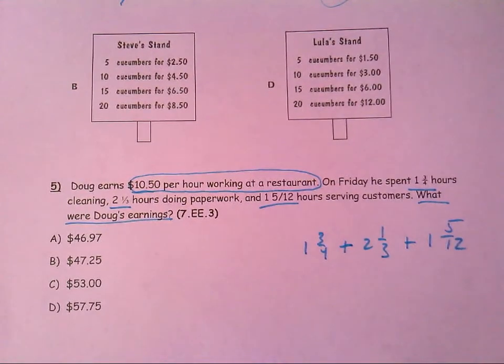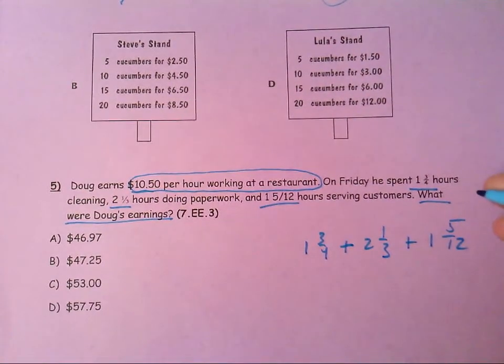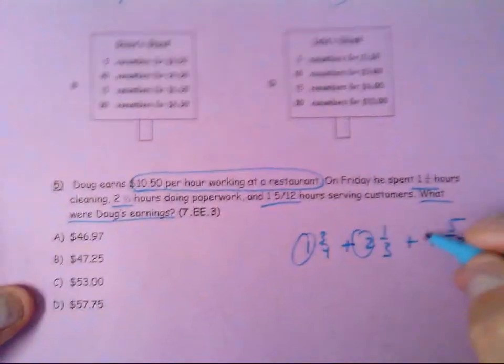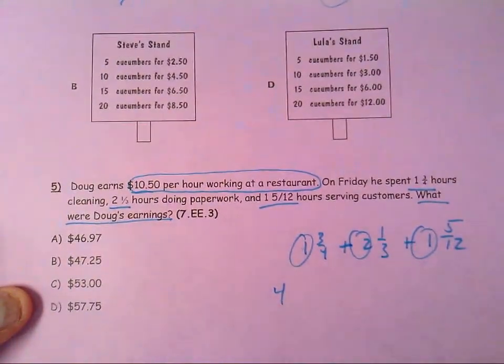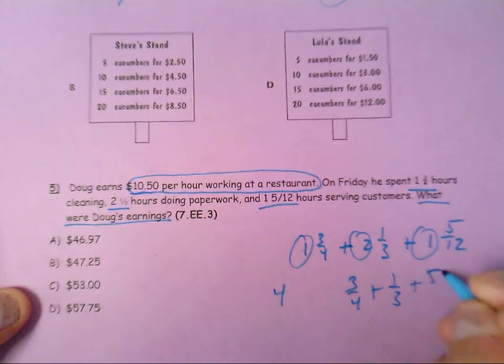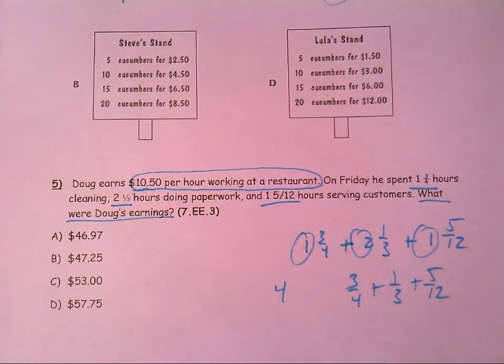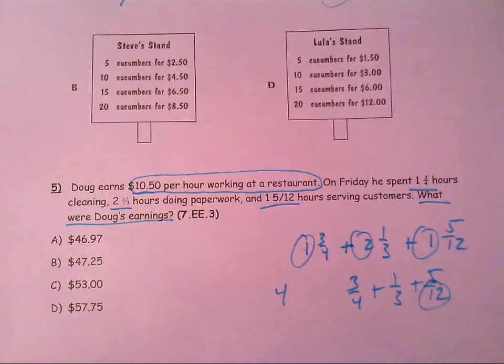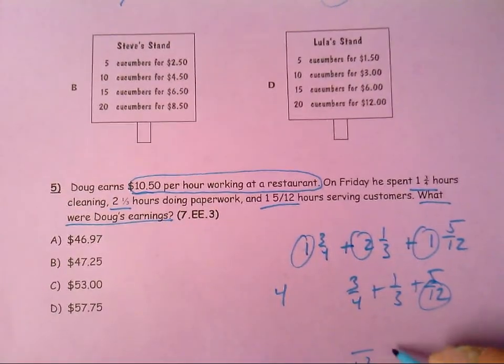Plus 1 5/12. The easy way to do this is just add the whole numbers together first. I add these together and I get 4, so I'm going to leave that off to the side. Now I have to take 3/4 plus 1/3 plus 5/12. In order to add fractions together, we have to have the same denominator. The easiest would be 12, the common denominator.